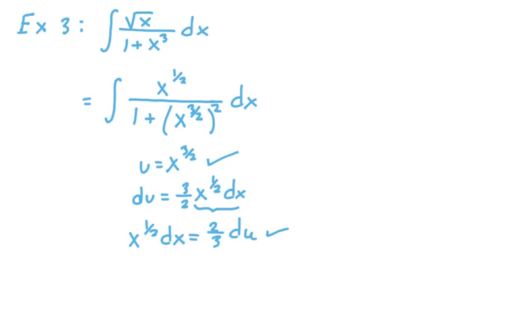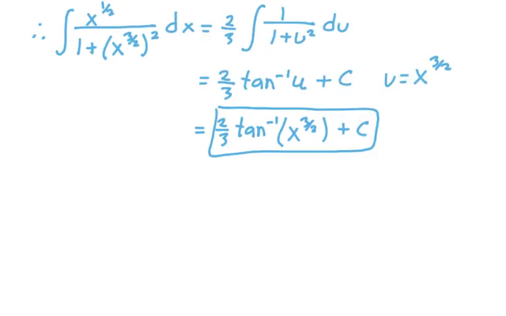And then coming over here, the integral of x to the 1/2 over 1 plus x to the 3/2 squared dx is 2/3 the integral of 1 over 1 plus u squared du. But that's 2/3 arctangent of u plus c. But u is x to the 3/2. And so the correct answer here is 2/3 arctangent of x to the 3/2 plus c.